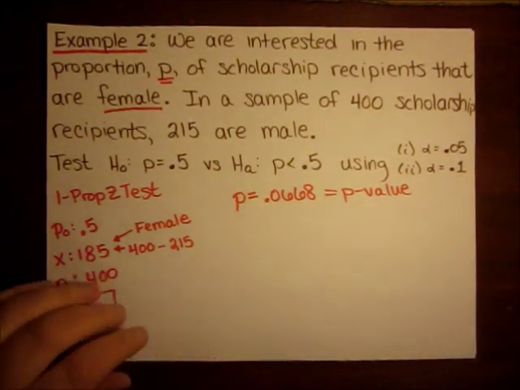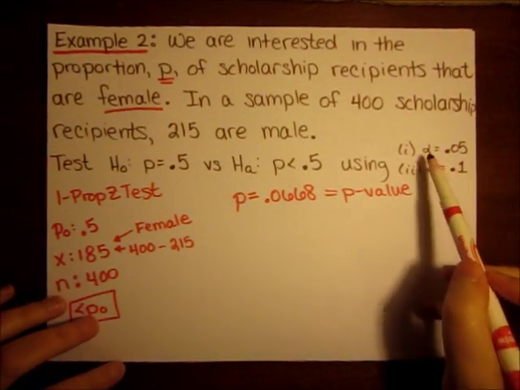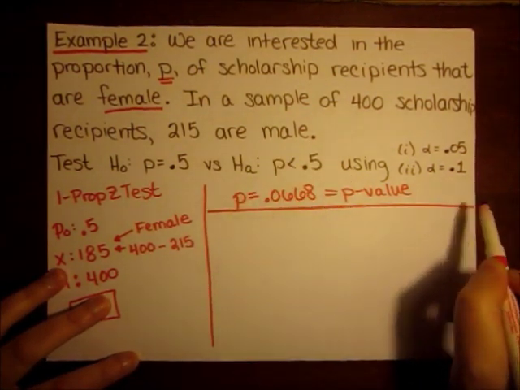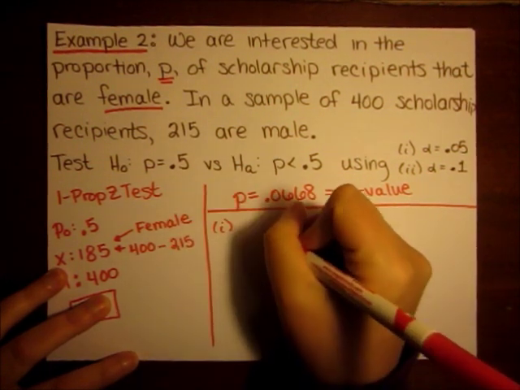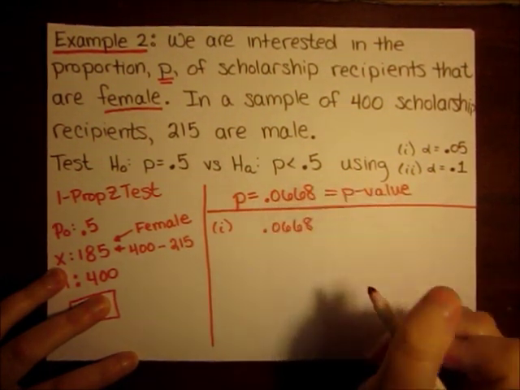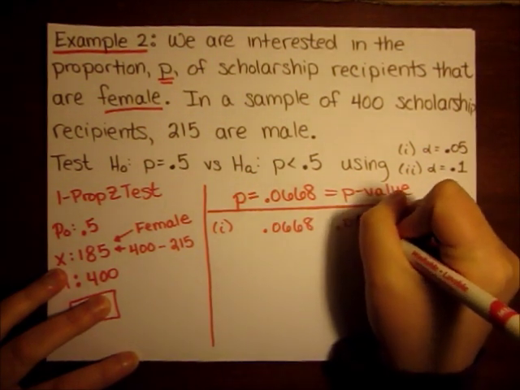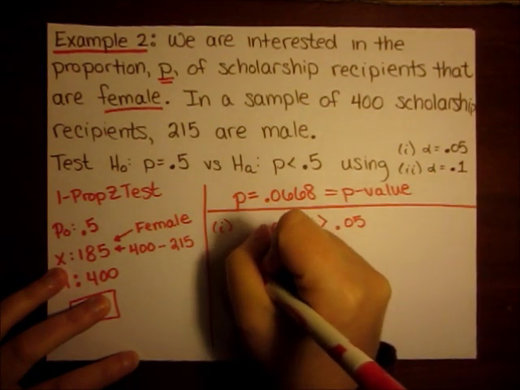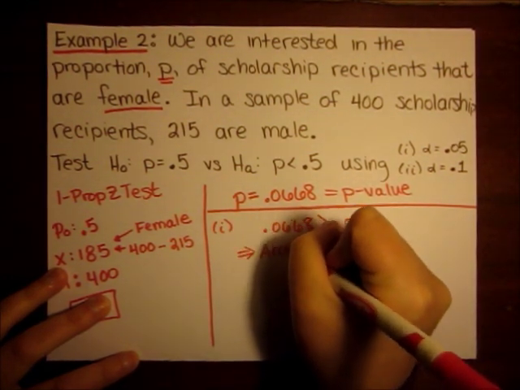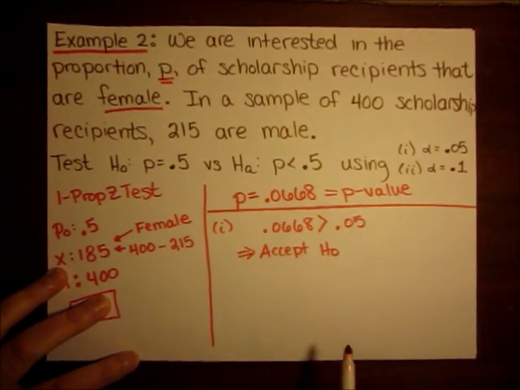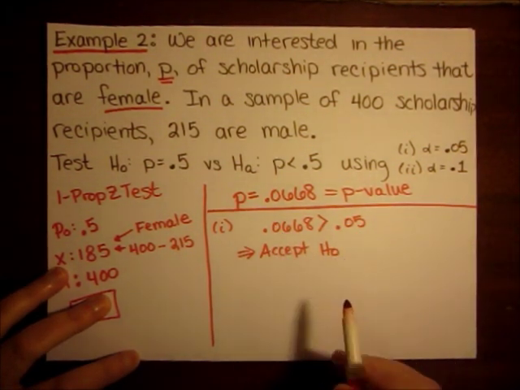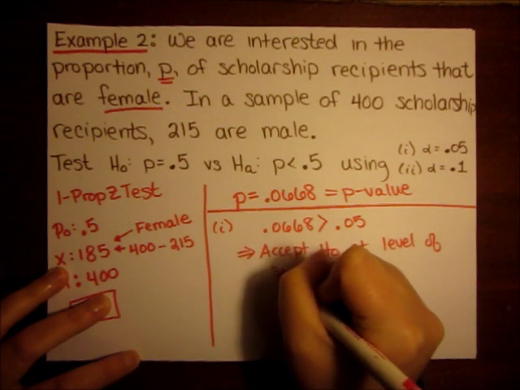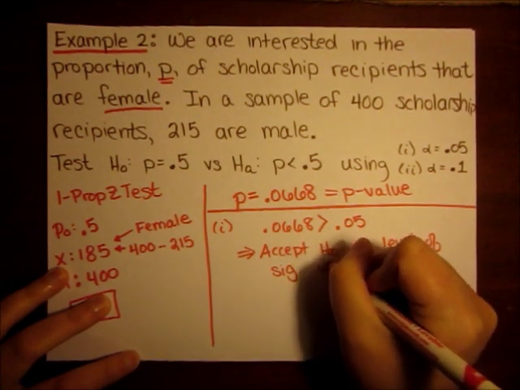Okay, if my p-value is 0.0668, I want to make a conclusion based on the 2 different values of alpha that I was given, or the 2 different levels of significance. So in each of them, what I have to do is compare it to alpha. 0.0668 is bigger than 0.05, so that means I'm going to accept the null hypothesis. Whenever the p-value is bigger than alpha, I accept the null hypothesis at the level of significance of whatever alpha is, at the level of significance 0.05.